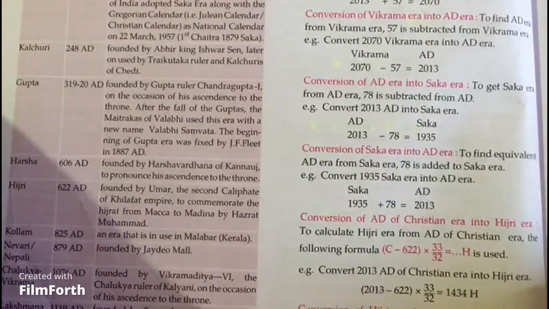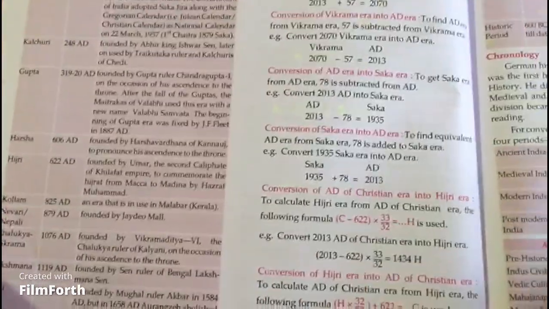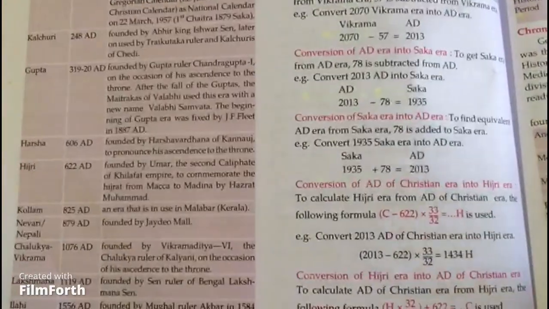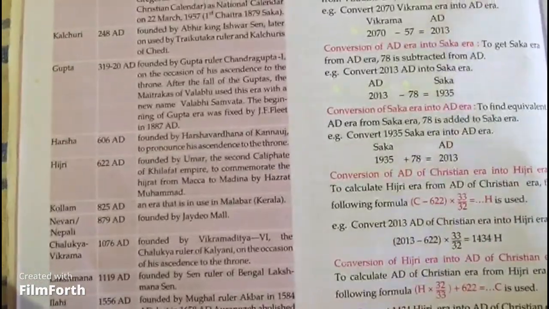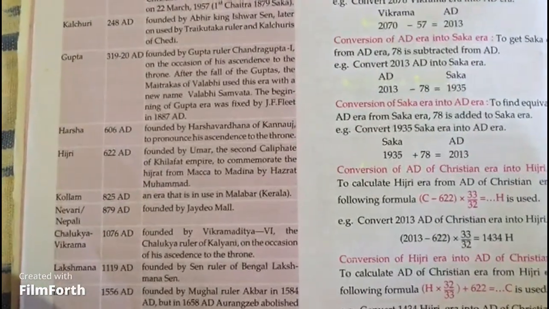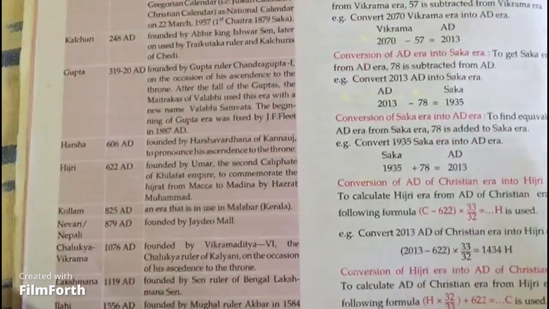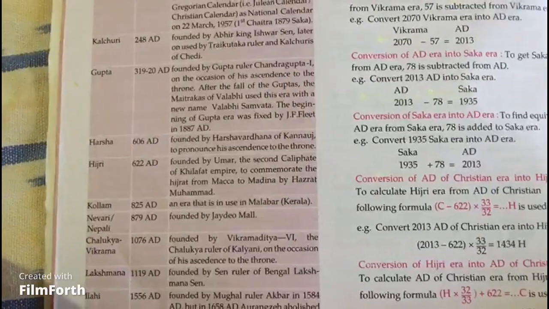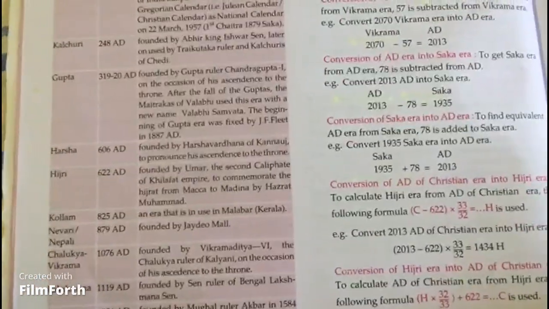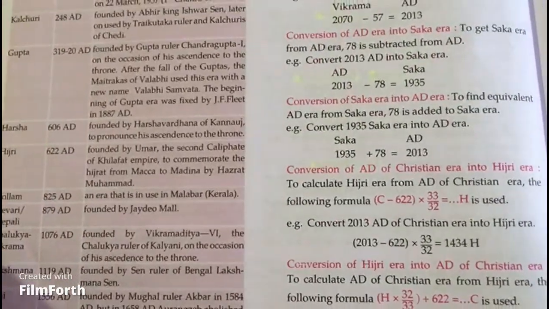And conversion of AD of Christian era into Hijri era. To calculate Hijri era from AD of Christian era, the following formula is used: (C minus 622) into 33 by 32 equal to H. So the answer will be 1434 H.